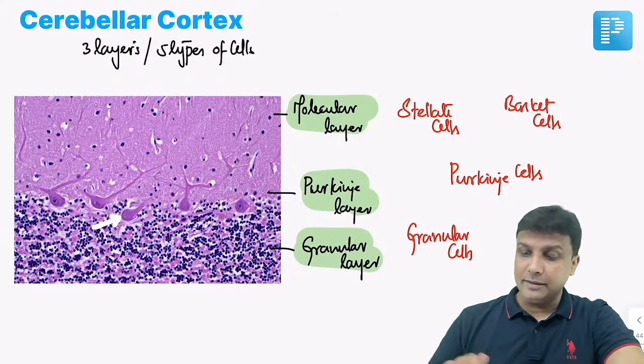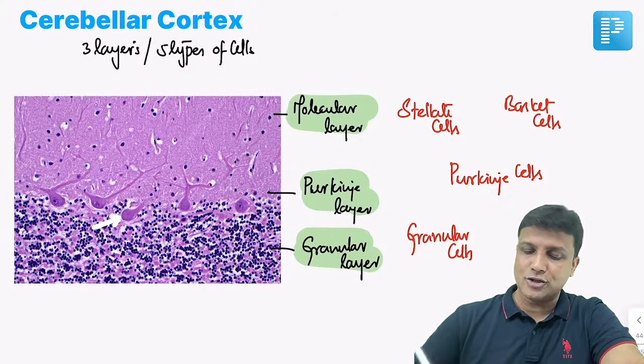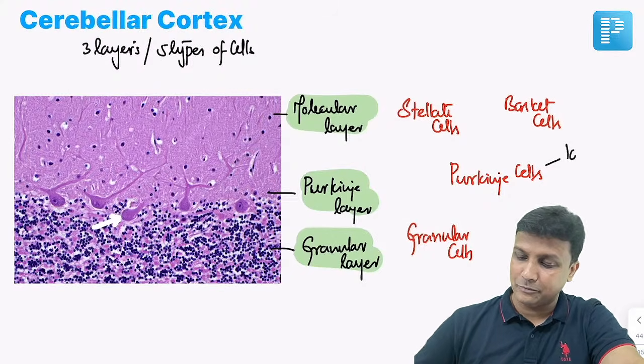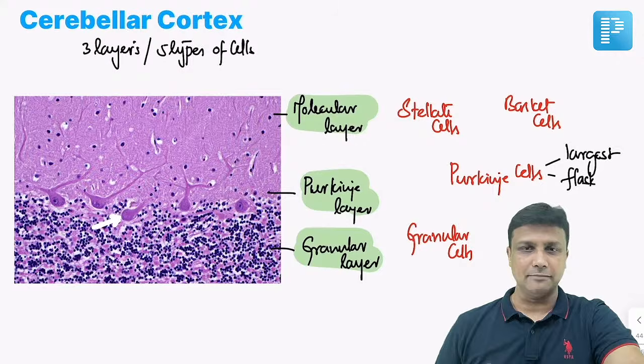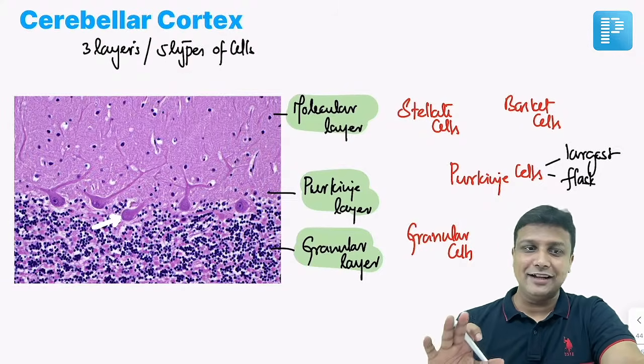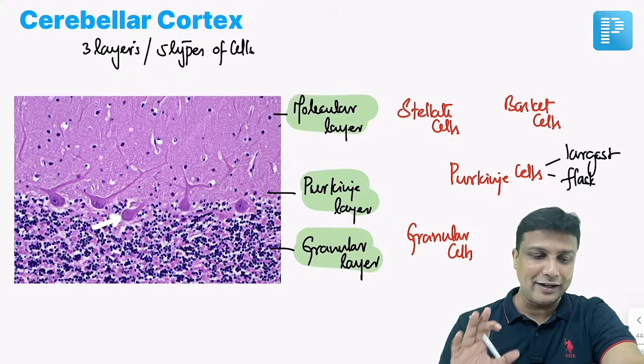Now, if you observe them, out of all the cells, the largest one will be the Purkinje cell. And the second point that you have to remember is that it is flask shaped. They are flask shaped, sir. These 2 points are done. Okay. So we are going to discuss everything in this concept, sir. Please remember very, very carefully here.